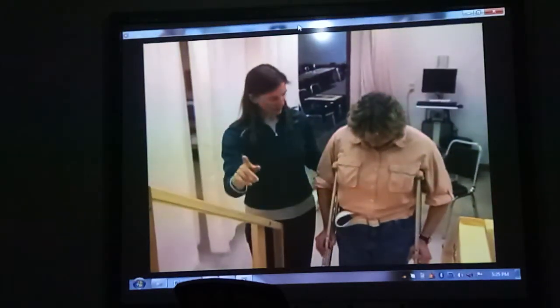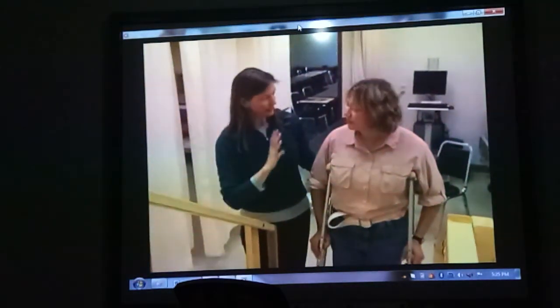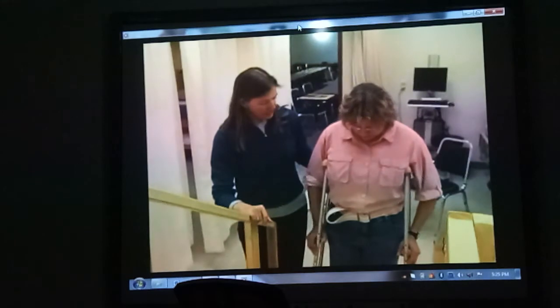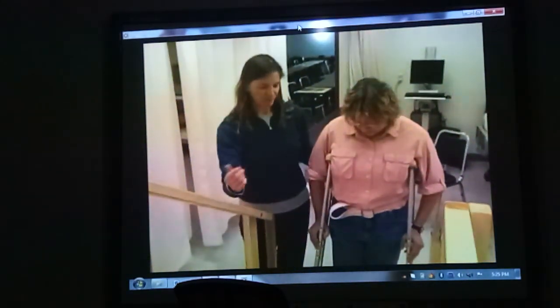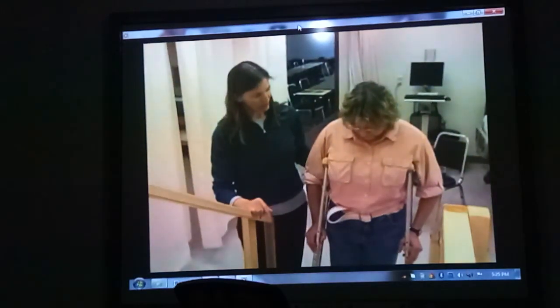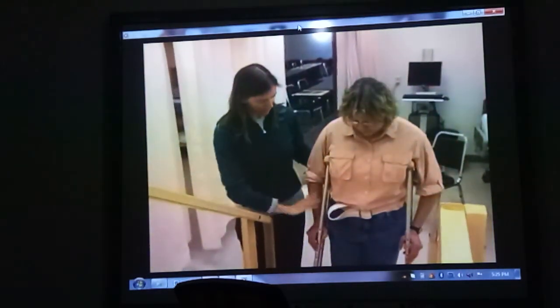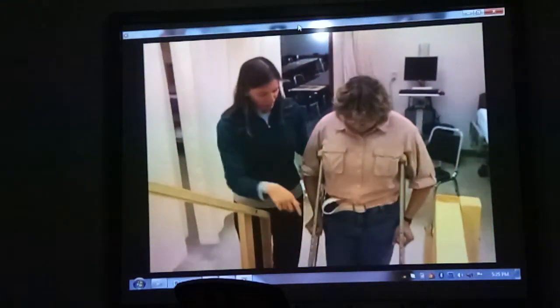So we're going to practice going up and down stairs. I'm going to be on the side that you have your surgery. As you're going up the stairs, you're going to go up with your stronger leg first. As you're coming down, you're going to be coming down with your weaker leg first. Okay, so you put the weight down on your hands, and you're going to hop up with that left leg.